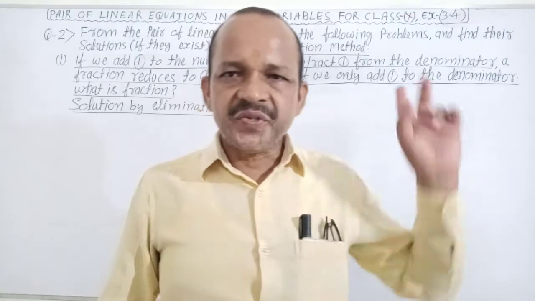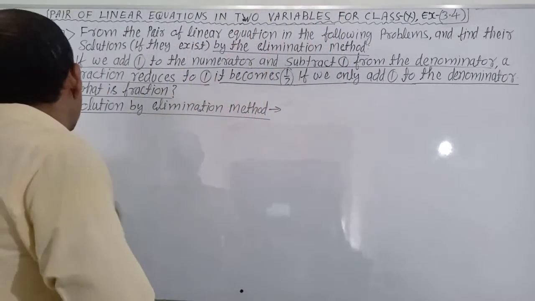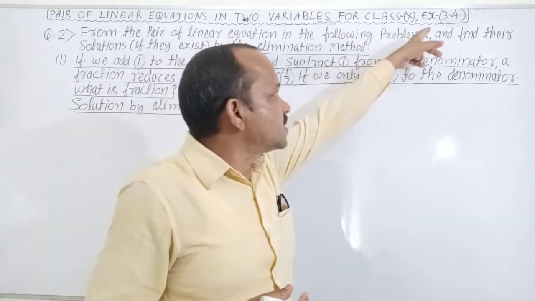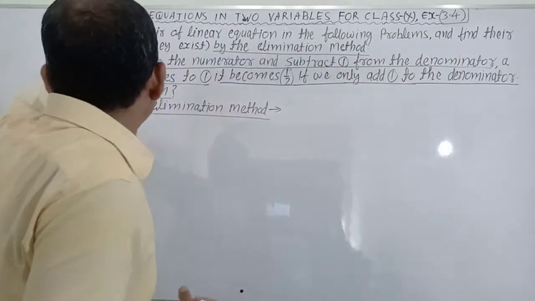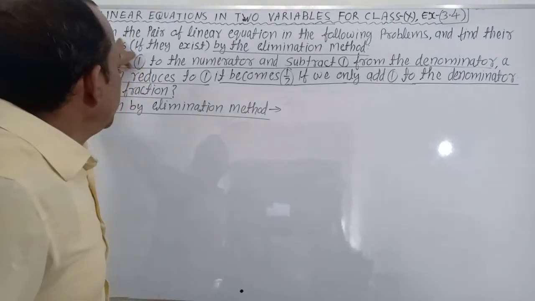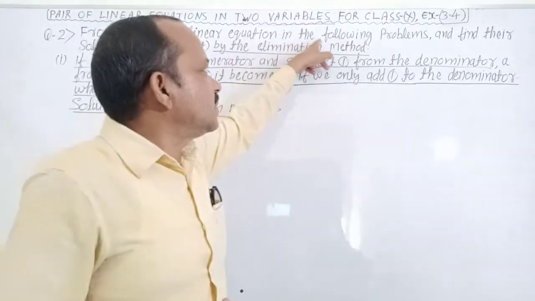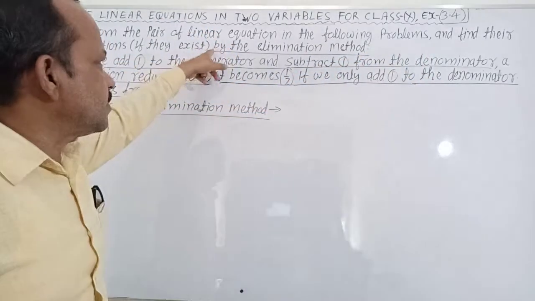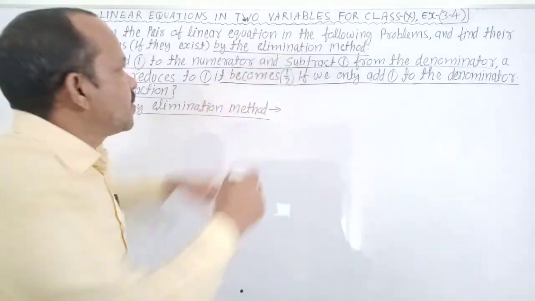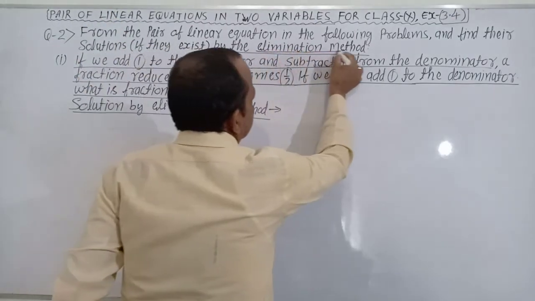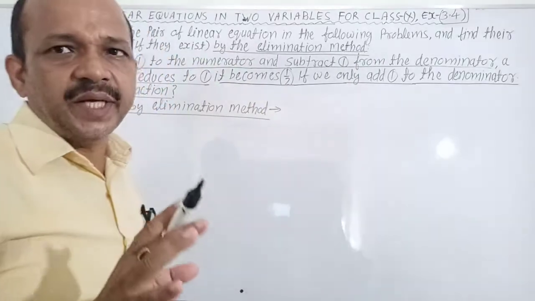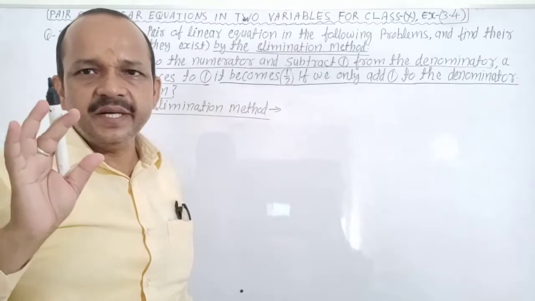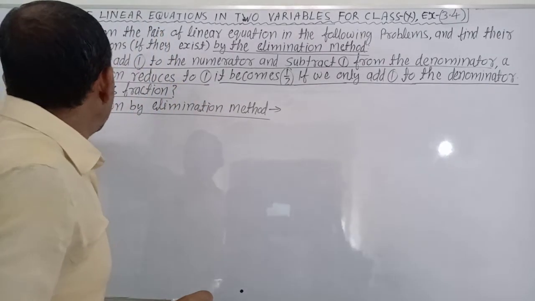Very good. See the pair of linear equations in two variables for class 10, exercise 3.4, question number 2. Form the pair of linear equations in the following problems and find their solution, if they exist, by the elimination method. Clear? Find the solution of the given equations by the elimination method. Question 2, part first.